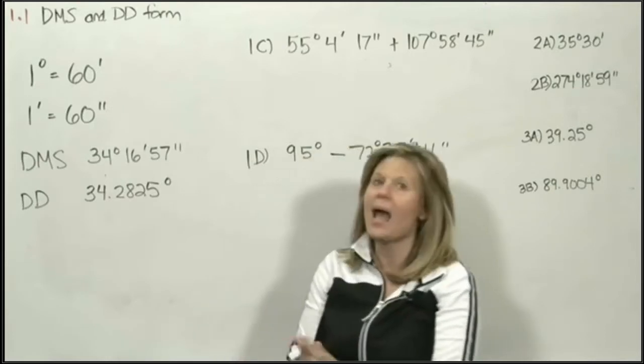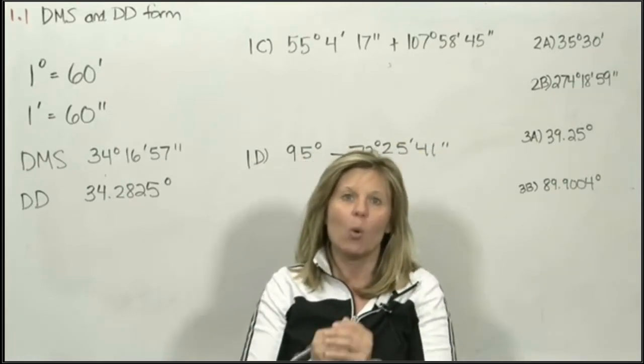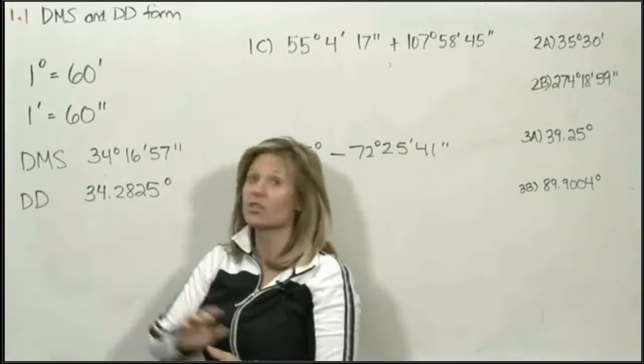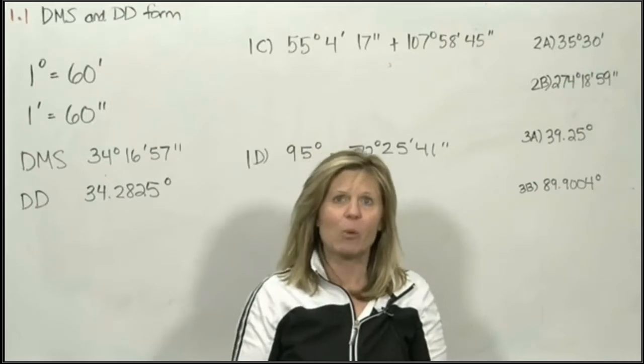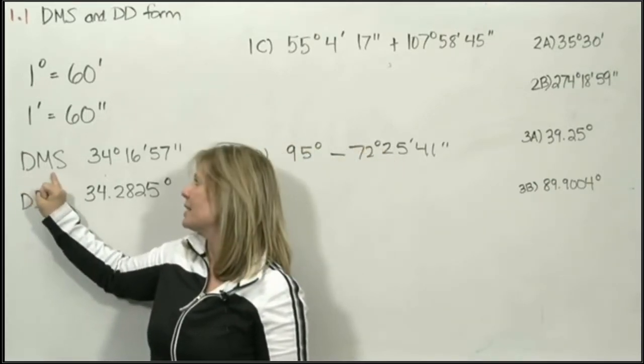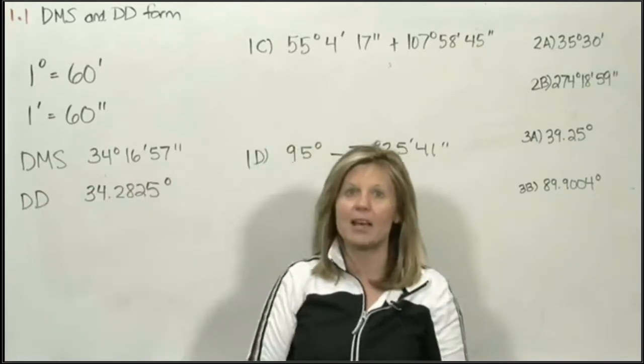Okay. What happens in this course is when we talk about writing angles, we can be very precise, and we can say they're written in DMS form. Now think about what that stands for. D stands for degrees, M stands for minutes, S stands for seconds. This is an angle in DMS form.